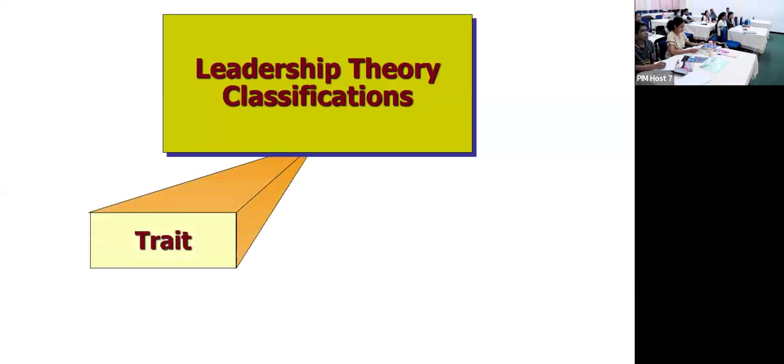Trait theories. The original way of looking at leadership was traits. So what is a trait? Give me another word. Trait means what? Sorry? A character. Like characteristics, traits, a particular feature, trait. So this perennial, ongoing debate is what? Are leaders born or are leaders made? So what do you think?